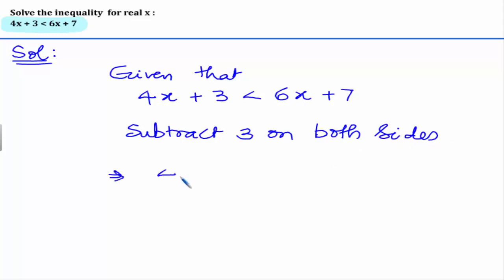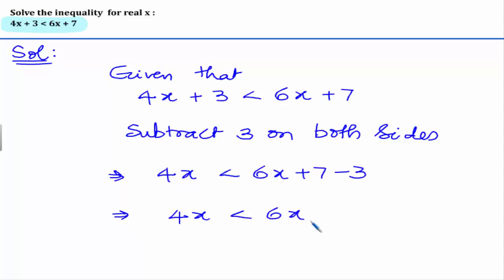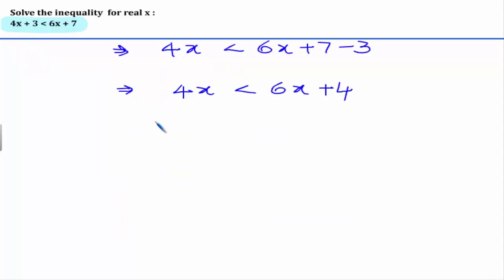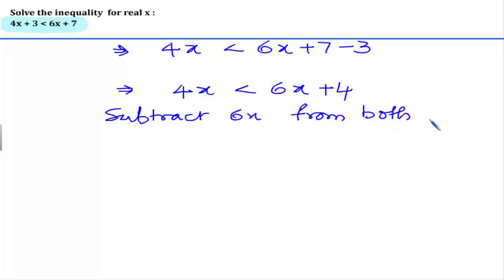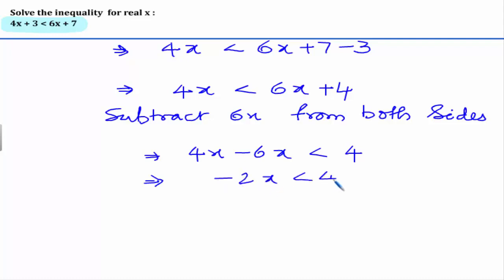We get 4x less than 6x plus 7 minus 3. On further simplification, we get 4x less than 6x plus 4. Now let us subtract 6x from both sides. We get 4x minus 6x less than 4, and here we get minus 2x less than 4.